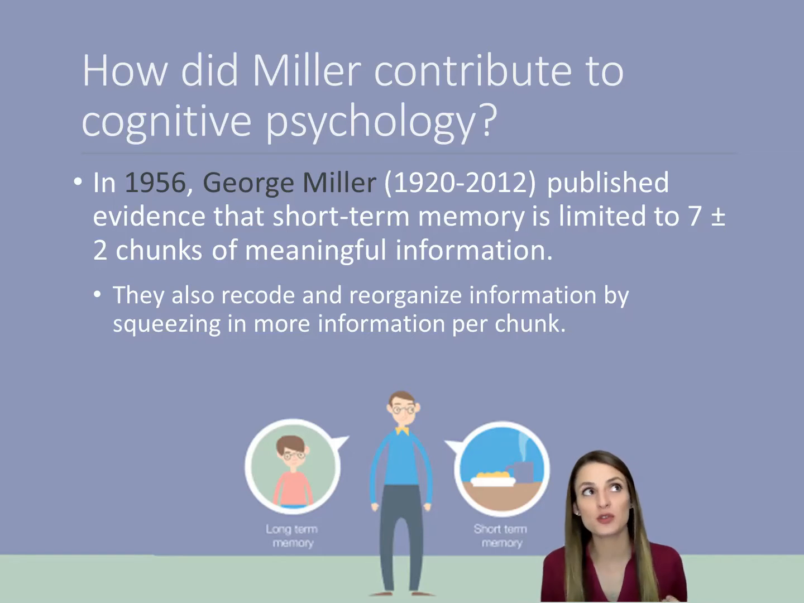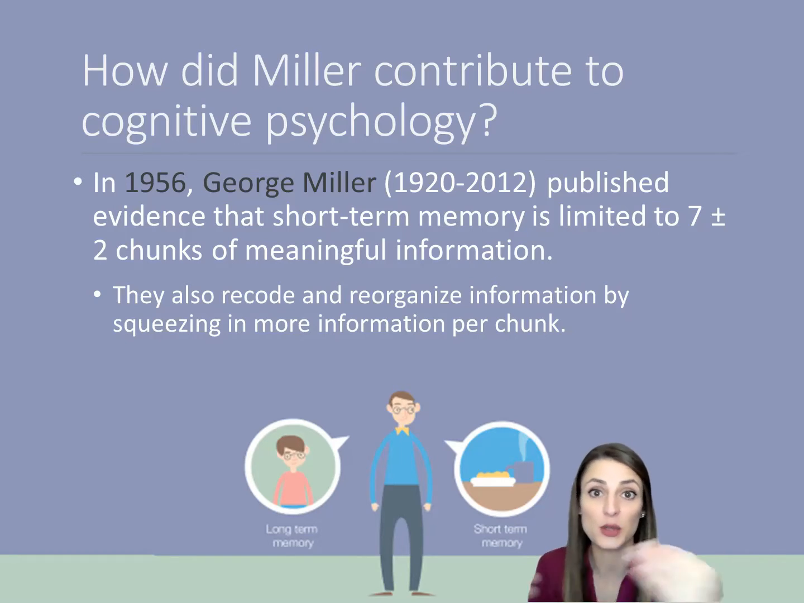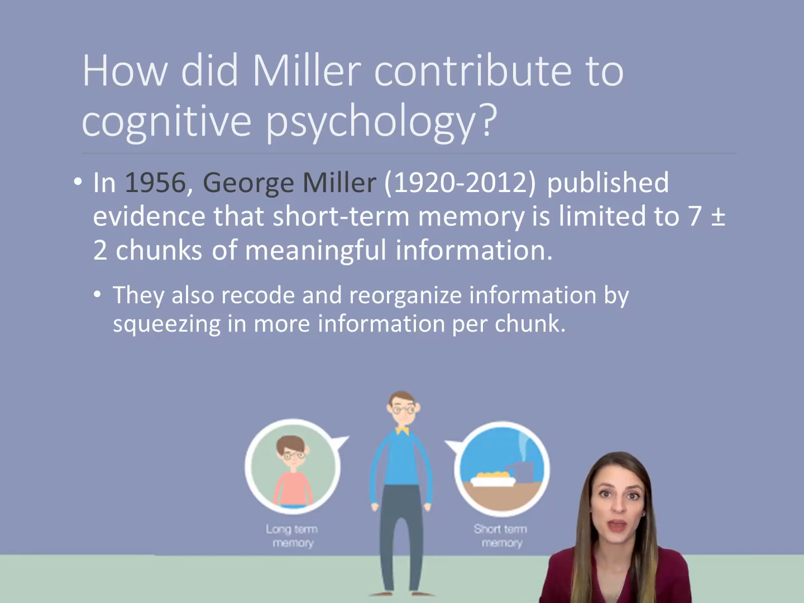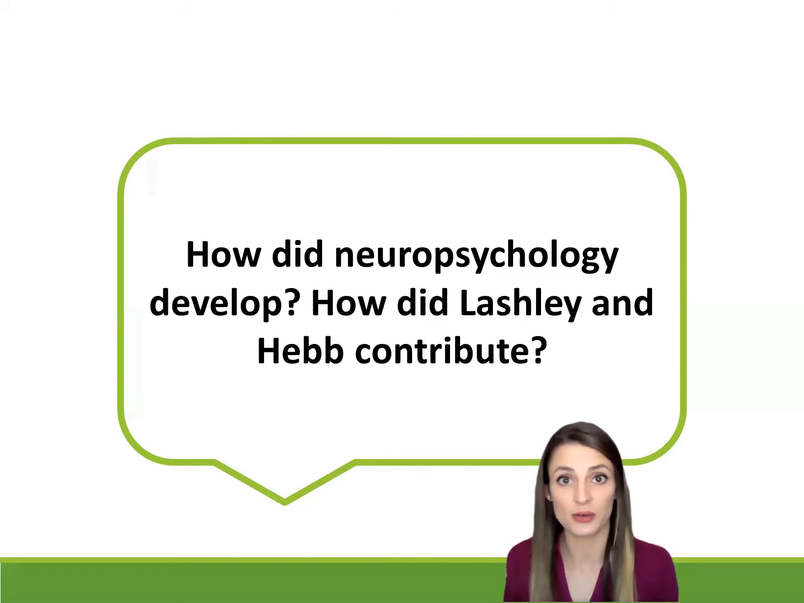So for instance, instead of trying to remember orange juice and water separately as two different items, you would chunk them together and try to remember that orange juice and water, they're both liquids, you need both of them. That's one chunk instead of two. Now that you have a better understanding of how cognitive psychology developed, let's turn our attention to neuropsychology, a related field. We will look at the contributions of Lashley and Hebb in neuropsychology.